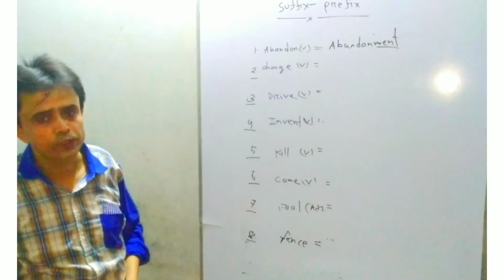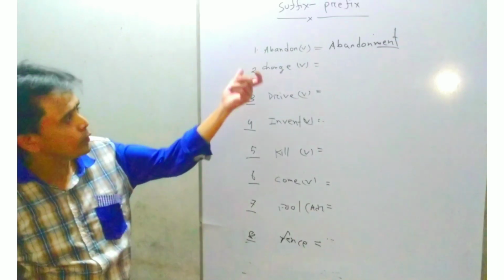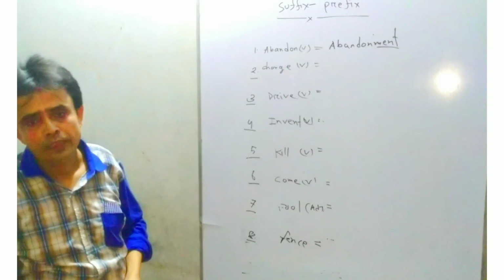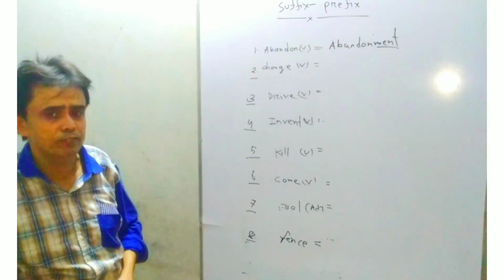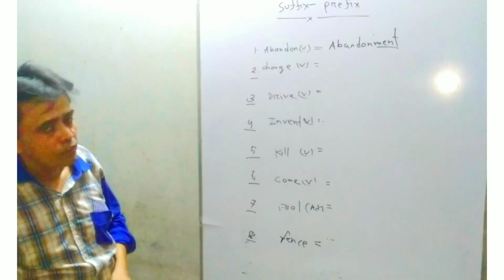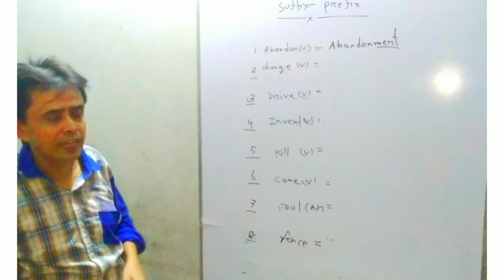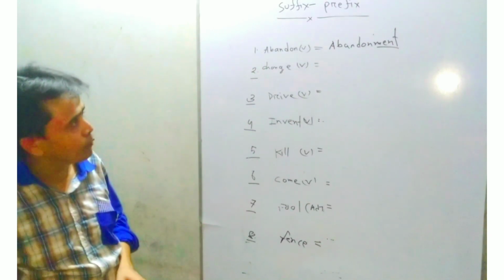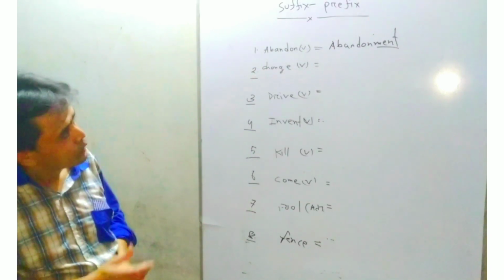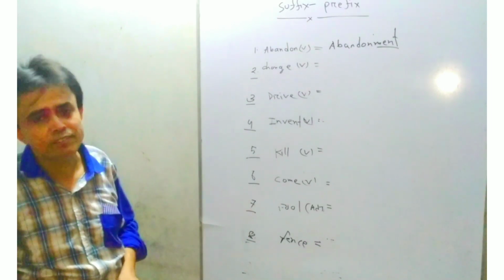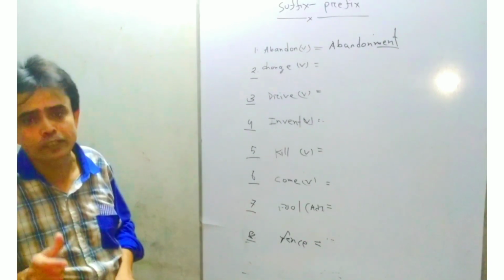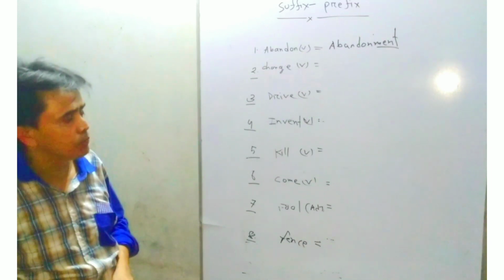So this is very important. By doing this, we can develop ourselves, and we can also develop our vocabulary. That is very important. So first we have seen abandon, and by adding ment we have got a new part of speech that is called noun. That means that is abandonment. Abandonment. So this is very important.